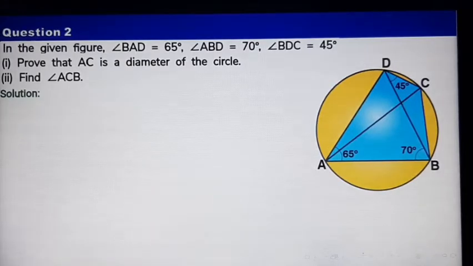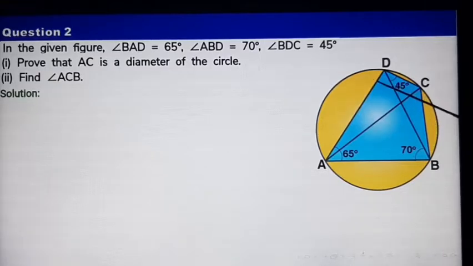Whenever we see a case where we need to prove that something is a diameter of the circle, we will definitely go for the theorem which says the angle in a semicircle will be 90 degree. That means if this is my diameter, then this angle is going to be 90 degree and this angle will also be 90 degree. So if we are able to show that this is 90 degree, then we are sure that AC will be my diameter. That's what we are going to do out here. Now if you see in this triangle ABD, this is 65, this is 70.